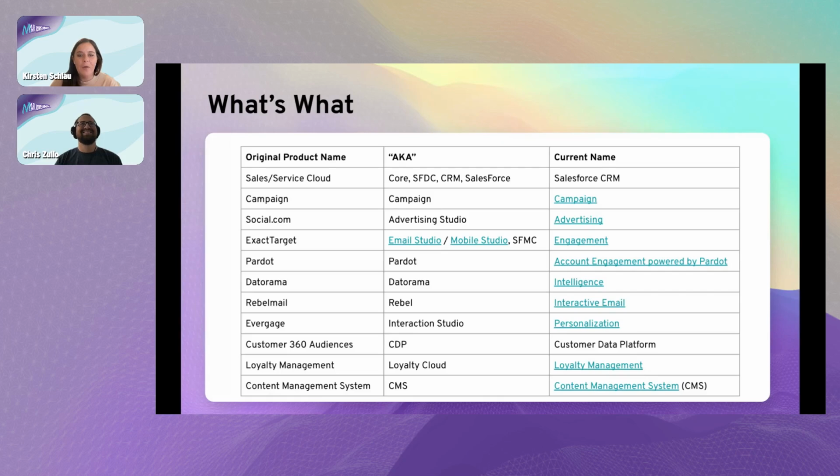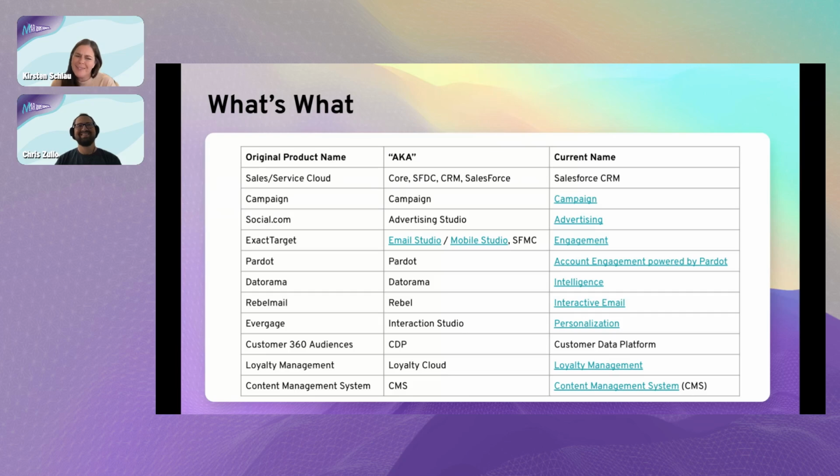But when we talk about Marketing Cloud, we're also talking about the formerly known as ExactTarget. That's where you've got Email Studio, Mobile Studio, also known as SFMC. They're now calling it Salesforce Marketing Cloud Engagement. And then conversely, Pardot is still sort of known as Pardot, but what that's really known as is Account Engagement powered by Pardot. Really, it's Marketing Cloud Account Engagement powered by Pardot. So it's a tongue twister, but those are the things.